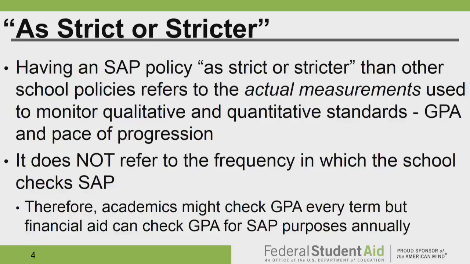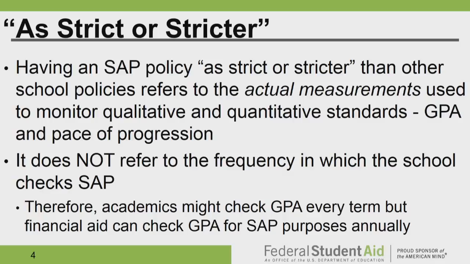We want to first talk about the concept of as strict as or stricter than. We talk about having a SAP policy in your financial aid office that is as strict as or stricter than your other policies. Usually schools might have an academic SAP policy that might be different from the financial aid policy. So here, when we talk about this, we're talking about the measurements that you use to monitor for SAP. So that is a qualitative and a quantitative standard. We talk about usually GPA measures the quality of the education, and then we talk about pace of progression toward maximum time frame. We'll go into each of those a little more deeply throughout the presentation.